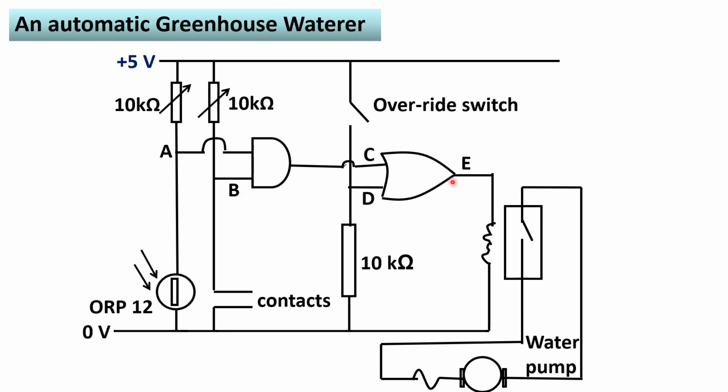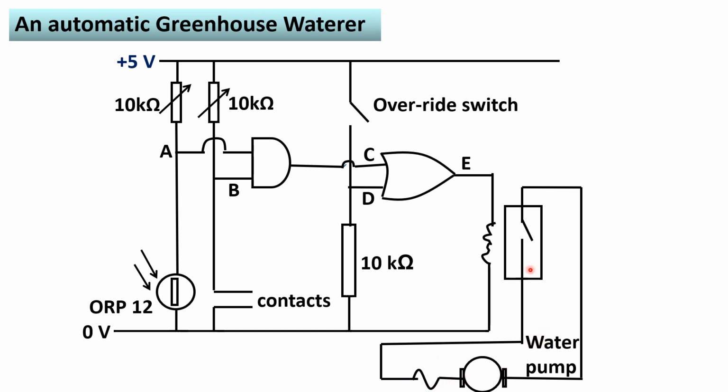While for the OR gate, we have two inputs: the output of the AND gate, which is labeled C, and the other input of the OR gate, which is connected to this override switch. And the output of the OR gate is connected to what we call an inductor or a coil. This coil works by electromagnetic induction. It is the one that will affect the switch of the water pump, which operates on alternating current.